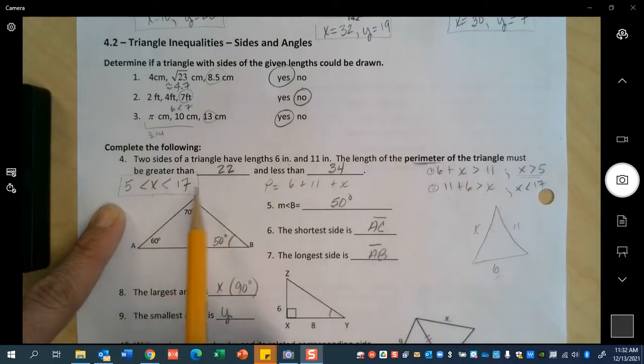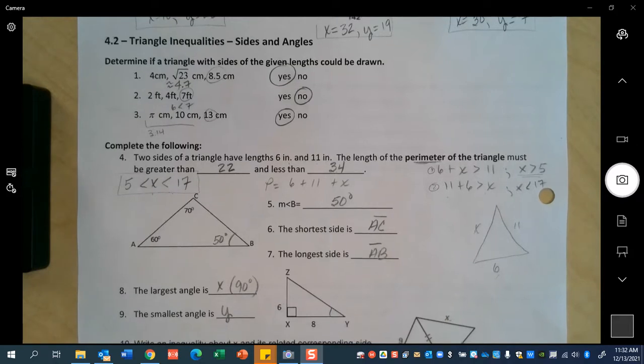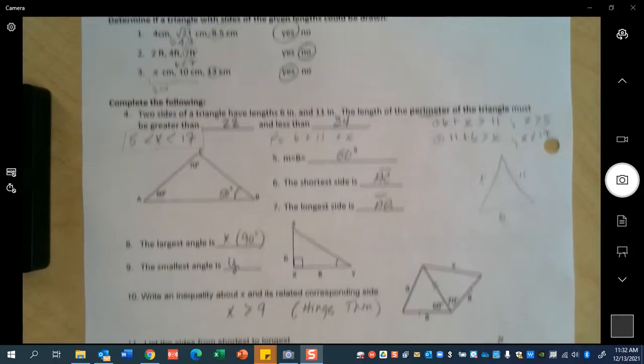So you have to add 17 to each of these values, and that's where the 22 and 34 come from. So the perimeter is going to be anywhere from 22 to 34. Okay? All right. Are we good to go on page 2?